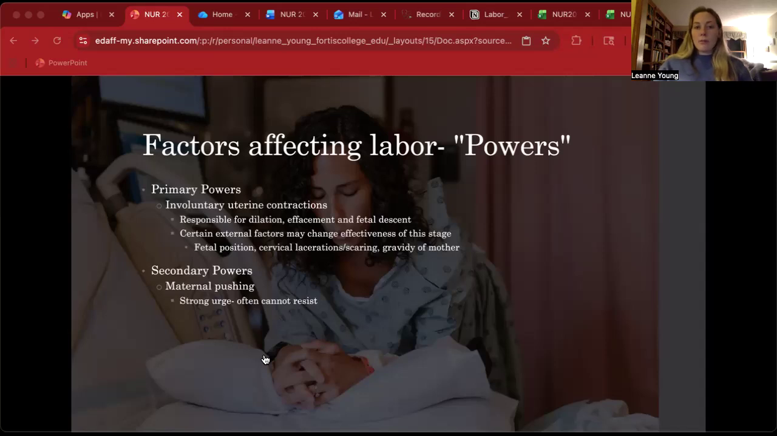Secondary powers refer to mom physically pushing. That is towards the end of labor. When we talk about the stages of labor, we'll get more in detail about that. But maternal pushing refers to that strong urge where they often cannot resist. That's your secondary powers when mom is pushing. So our primary would be our uterine contractions, secondary would be maternal pushing. We usually have to have a lot more contractions until it's time to push. So contractions will come first. That's why it's primary. Secondary would be mom pushing.